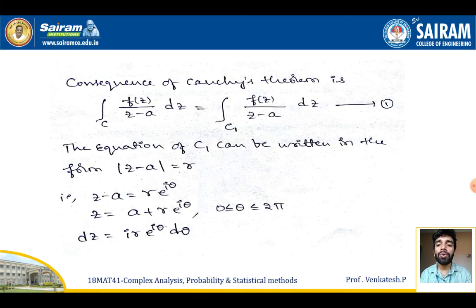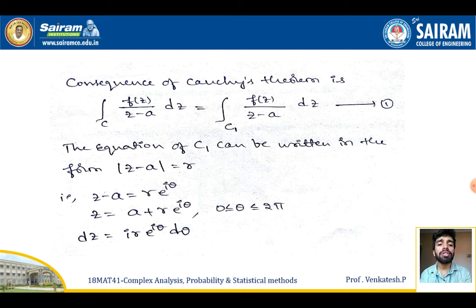Now we'll see how to establish the equation. As I already said, we can use the consequence of Cauchy's theorem. Taking the second consequence, the integral over C of f of z by z minus a dz is equal to the integral over C1 of f of z by z minus a dz, since the curve C1 lies entirely within C. Call this equation number 1.